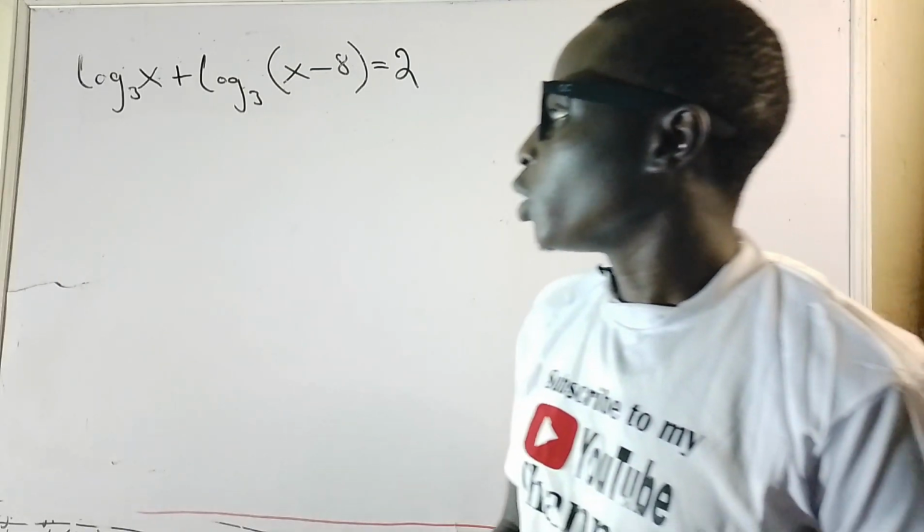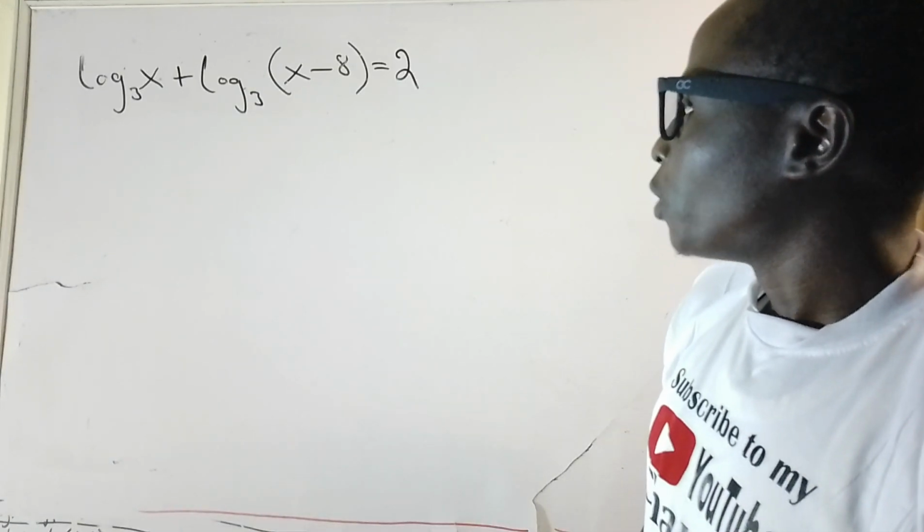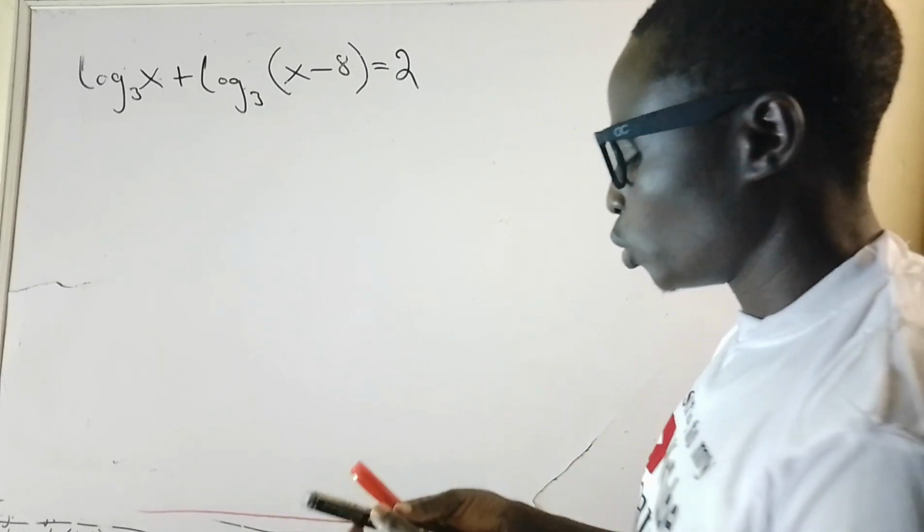So let's see how we can provide a solution to x in this particular equation. The equation on the board says log to base 3 of x plus log to base 3 of (x minus 8) is equal to 2.